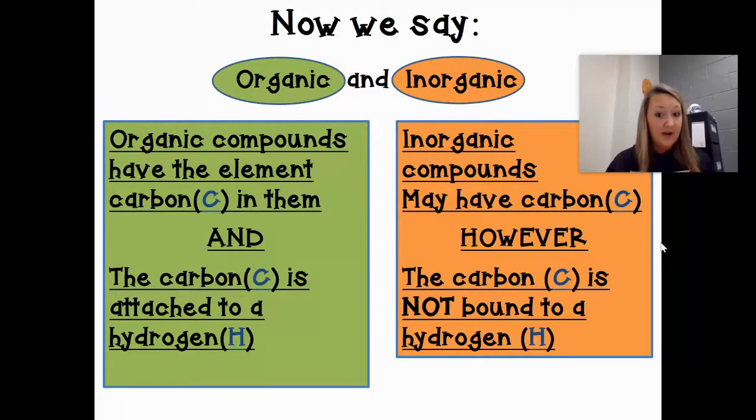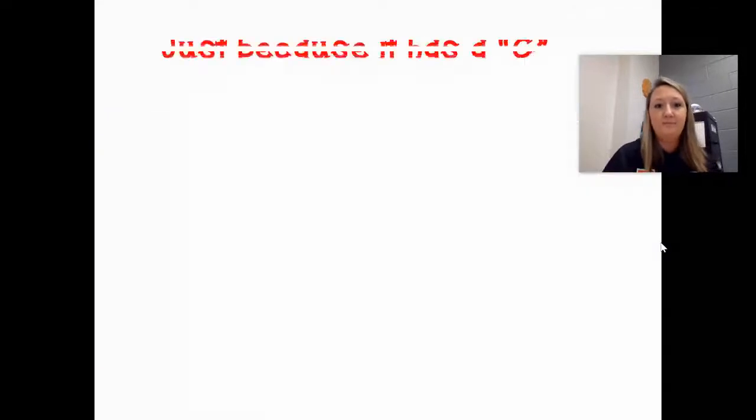Now, inorganic compounds also can have carbon or they cannot have carbon, but the carbon is not bound to a hydrogen. So it can have carbon, it can have hydrogen, it just can't have both of them together if it's an inorganic compound. Organic compounds have carbon and hydrogen together. Inorganic compounds do not have carbon and hydrogen together, right? The lack of carbon-hydrogen bonds is what makes something inorganic, okay?